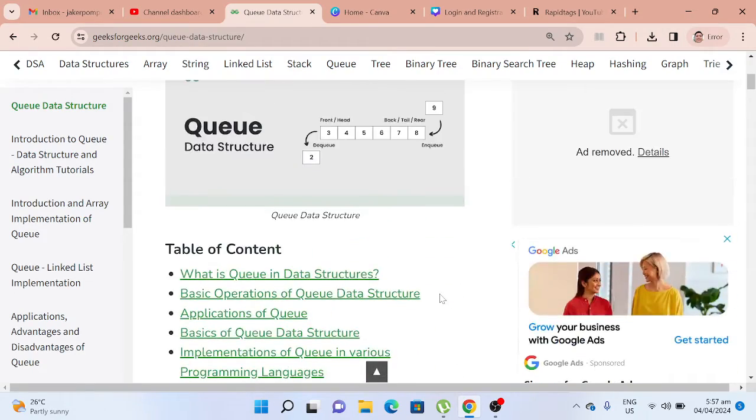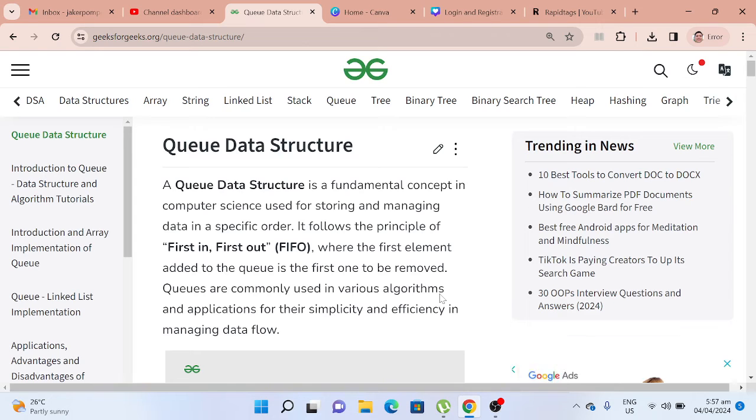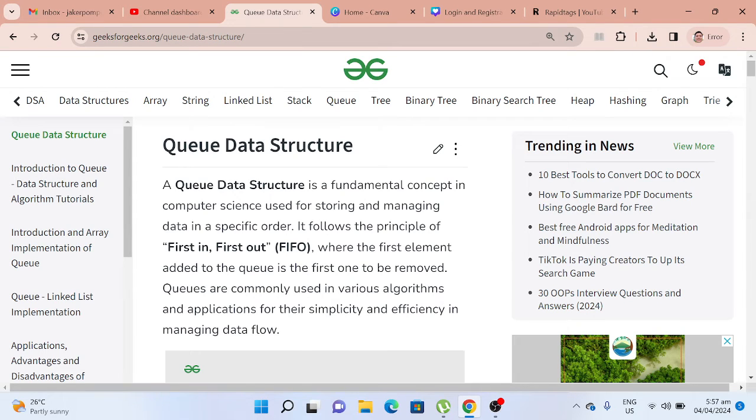Okay guys, so this is the end of my report on what is queue data structure, courtesy of geeksforgeeks.org. Thank you so much for allowing us to use the content.